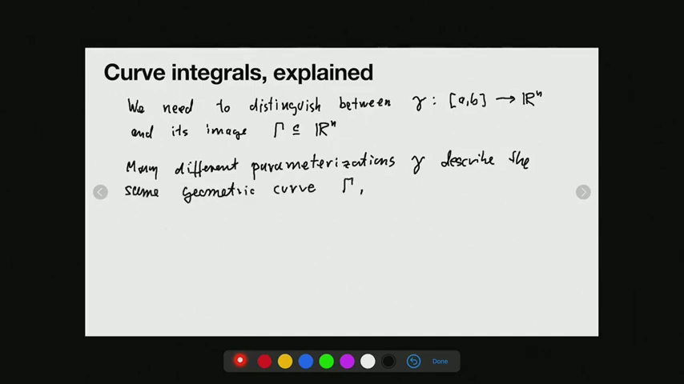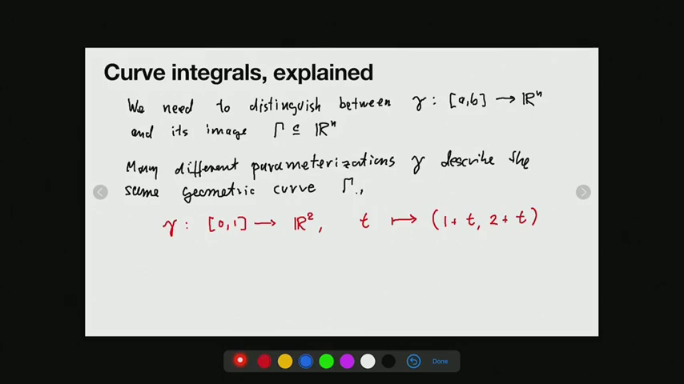Let's have a look at a very simple example: two different parameterizations of a straight line. Let's put the first one in red. First, we take a parameterization on the interval from 0 to 1, going into R to the 2. The parameter t is mapped to 1 plus t in the first coordinate and 2 plus t in the second coordinate. That just describes a straight line starting at (1, 2) and going up to (2, 3).